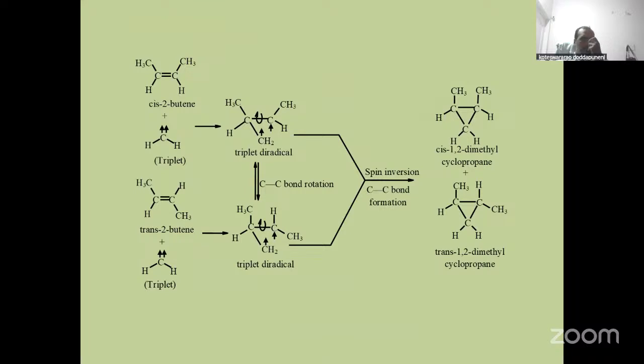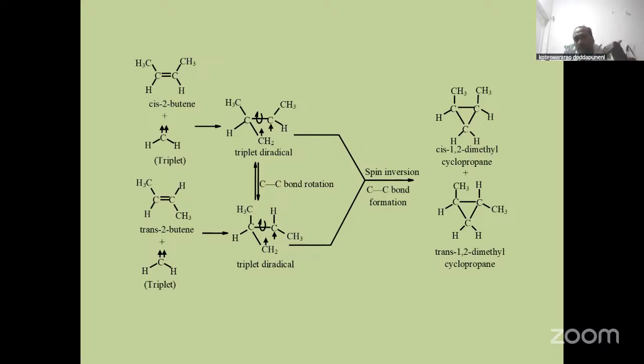Next, cis-2-butene with a triplet carbene. It leads to the formation of a triplet diradical. The triplet diradical's C-C sigma bond undergoes rotation to gain stability, and the two forms are interconvertible. The cis biradical converts into the trans biradical, which converts back into cis. Then, by spin inversion, the reaction leads to formation of cis and trans products in 50-50%. That means if you conduct the reaction with only cis-2-butene, it leads to formation of 50% cis product and 50% trans product.